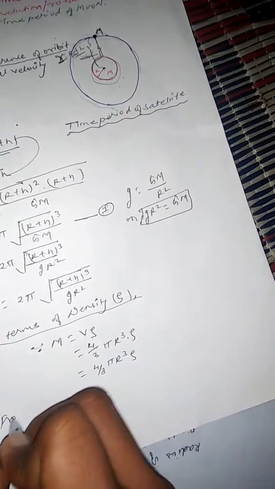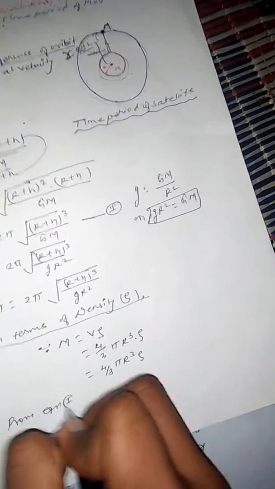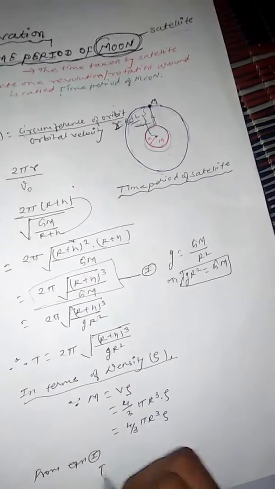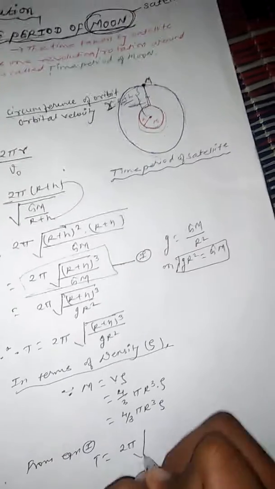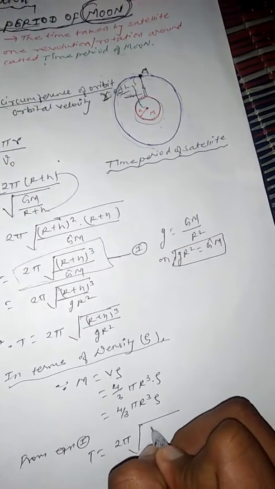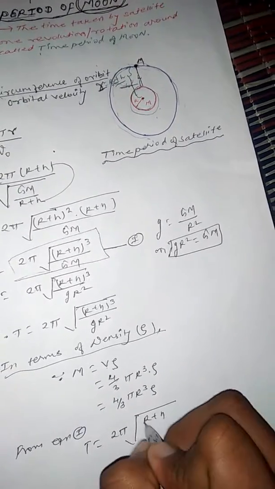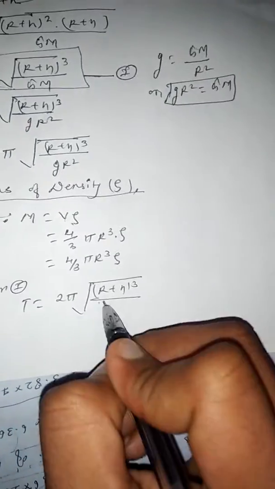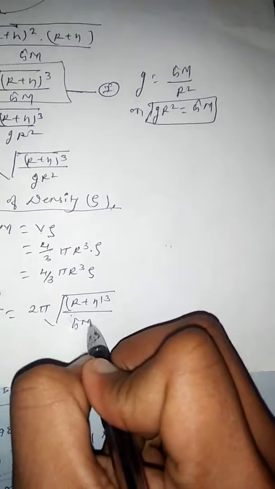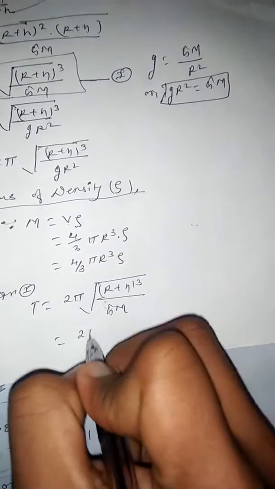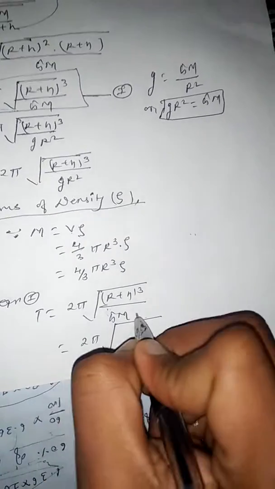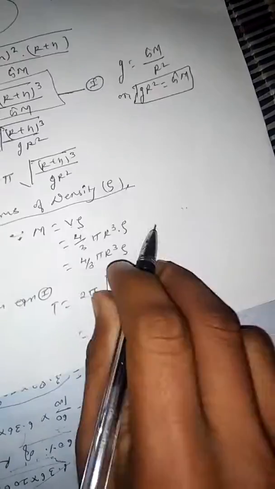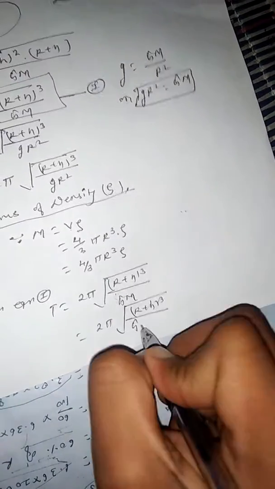Therefore from equation I, T is equal to 2 pi root of (r plus h) whole cube divided by gm, which is 2 pi under root (r plus h) whole cube divided by g.